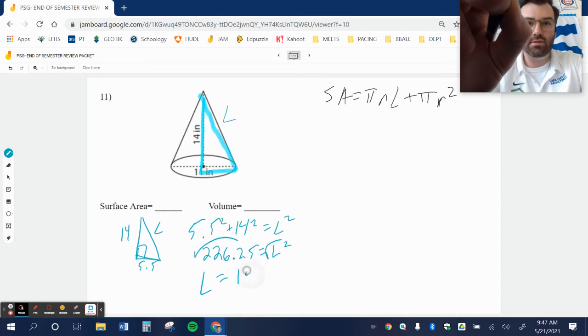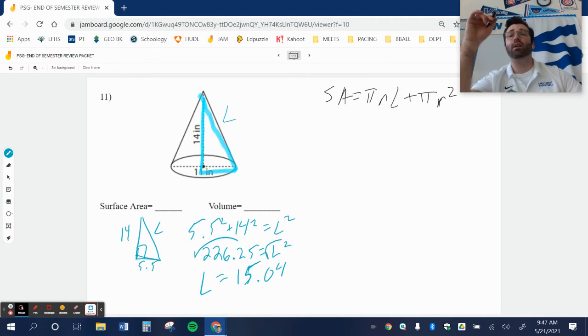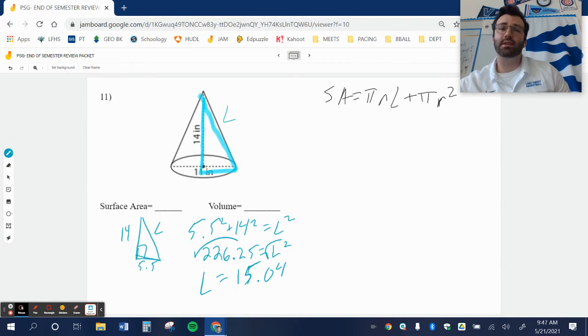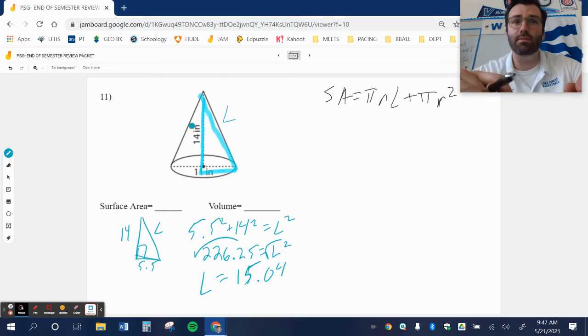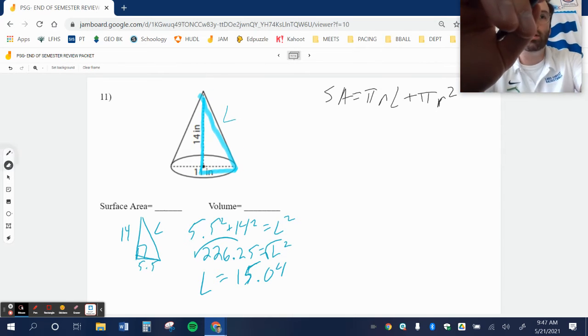L equals 15.04. So remember that L is actually the slant height, okay? It's that edge, it's that curve, it's not the height of the actual shape, which is 14, it's the edge. All right, so let's plug this in now.